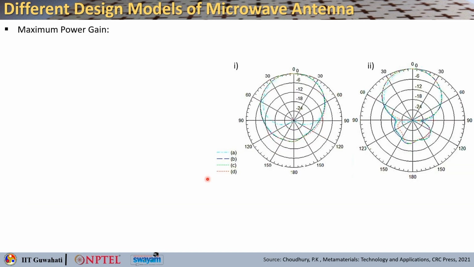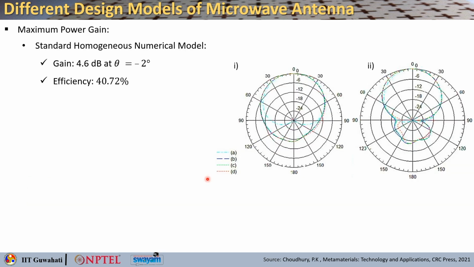Okay. So, the back lobes are in fact mostly absent in the far field patterns of the analytical model, and this is due to the consideration of the antenna model as infinite in the direction of the z axis. The analytical modeling using the equations and the numerical modeling using the FDTD commercial software have shown 2 important things. First, the maximum power gain of the standard homogeneous numerical model is around 4.6 dB, and it was found at theta equals -2 degrees.